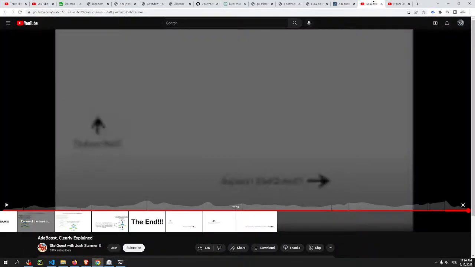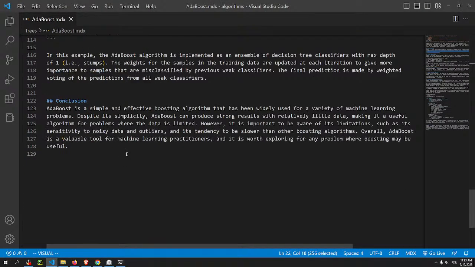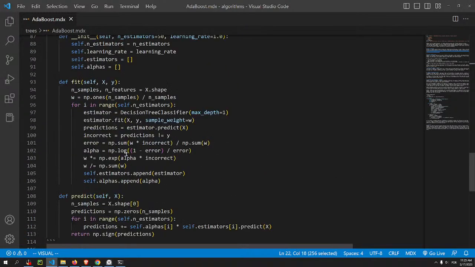AdaBoost for Dummies, breaking down the math and its equations into simple terms. Learning machines is a long walk up the stairs, but we can shorten the path. Photo by Gabriel Isak on Unsplash. AdaBoost, shortened for adaptive boosting, is a machine learning approach that is conceptually easy to understand, but less easy to grasp mathematically.